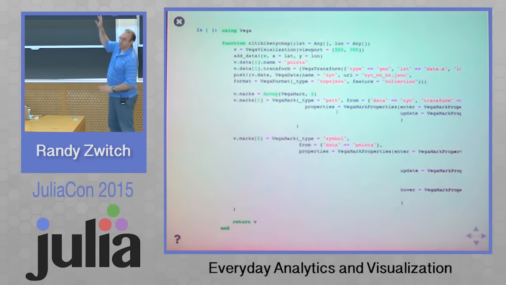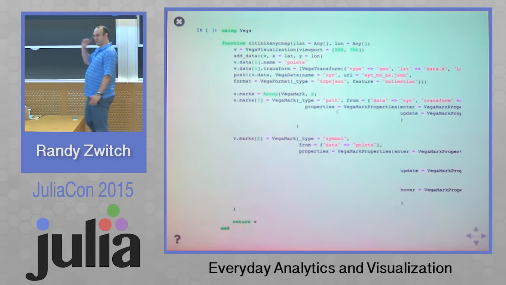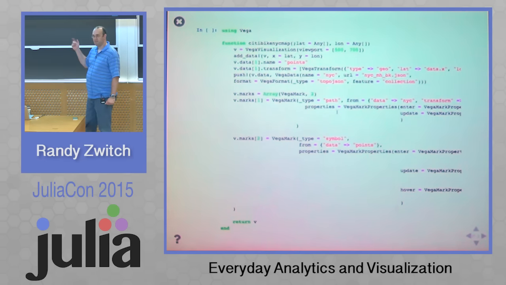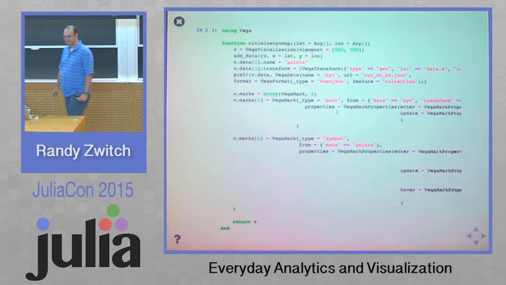This is what you need to do at the really low end to build a visualization in Vega. However, when I talk about it in a few minutes, you'll see that I've created a much higher level interface. So when we plot this, or actually this is just the function itself.